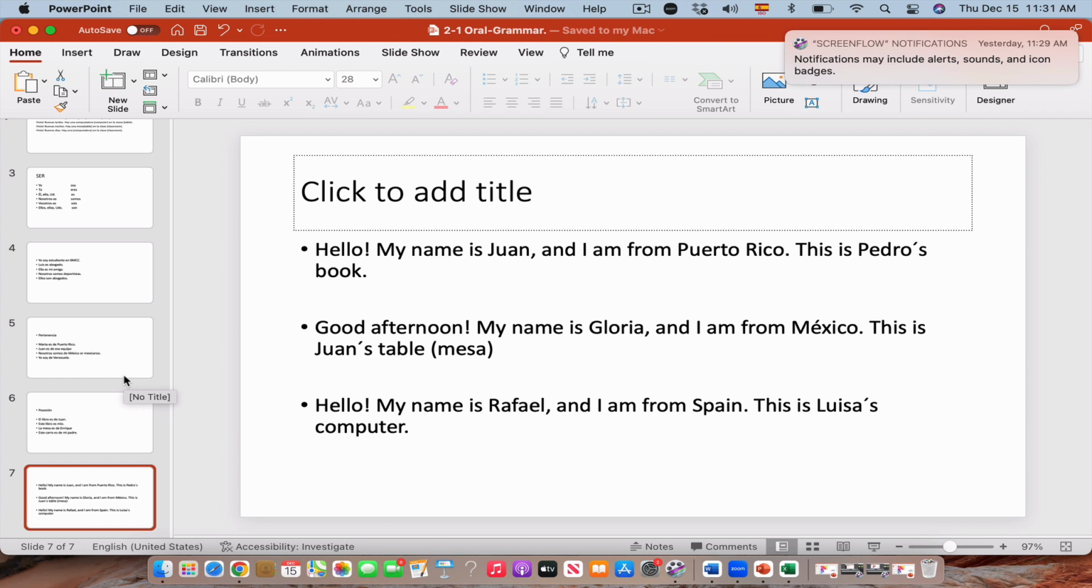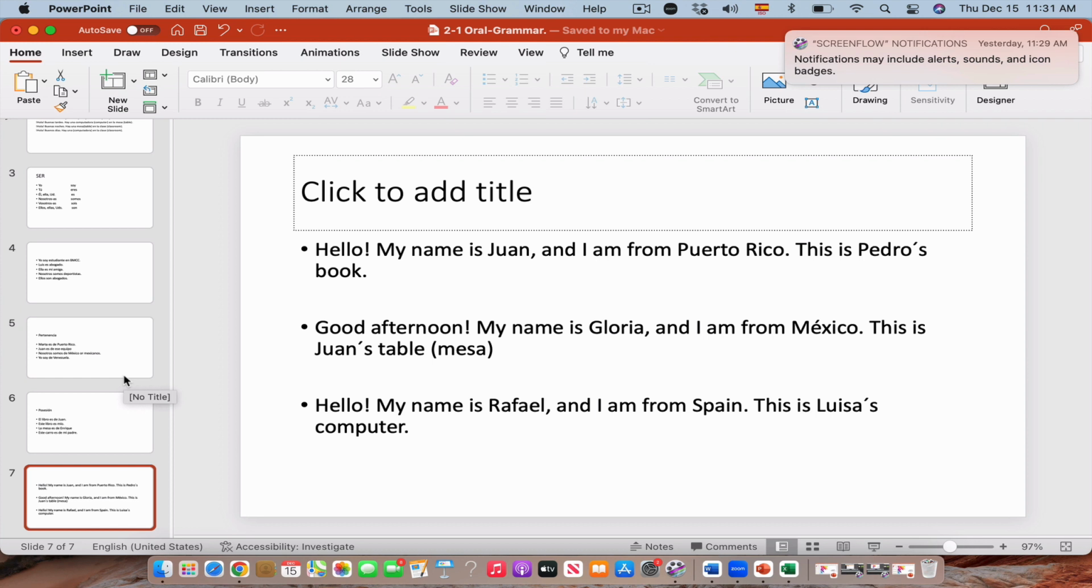The next one is good afternoon. Buenas tardes. My name is Gloria. Me llamo Gloria. And I am from Mexico. Y yo soy de México. This is Juan's table. So this case is going to be, esta es la mesa, the object goes first, de Juan. Esta es la mesa de Juan. Good afternoon. Buenas tardes. Me llamo Gloria. Yo soy de México. Y esta es la mesa de Juan.